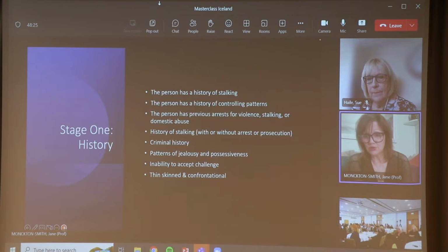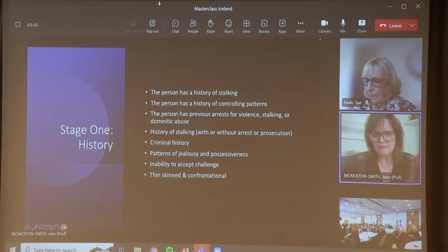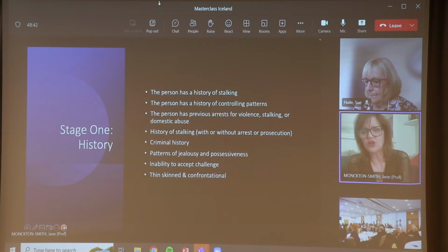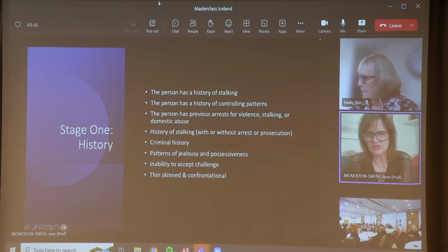There are some, of course, that just keep their violence to their partner. But if somebody has a history, a police record for violence, that's very high risk. Not necessarily that they're going to be a killer, I don't mean that, but it makes them high risk for controlling patterns and domestic abuse and stalking.